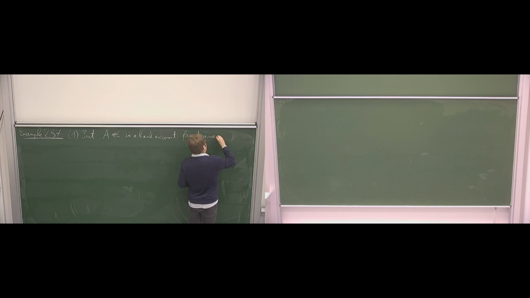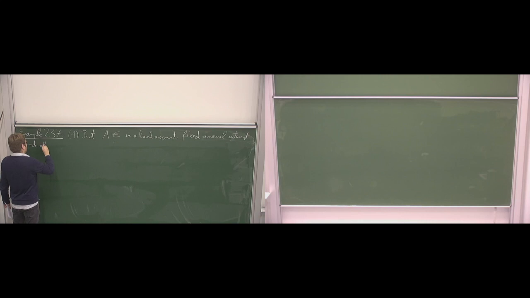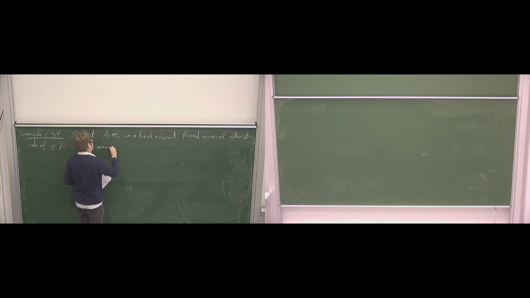Oh, sorry, annual interest rate of P%. Okay, if we now define a sequence by letting A_n be the amount of money in the account in year n.